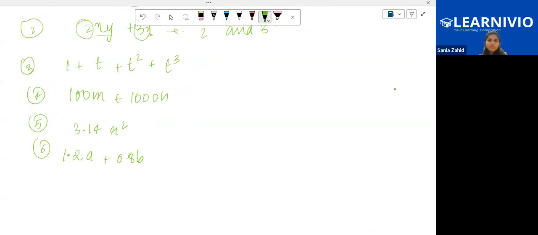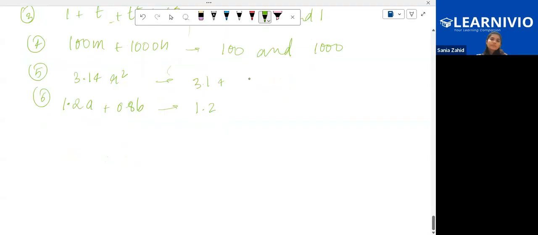Is that 0.8b? Yes, it's 0.8b. So for the first one, what are the answers? 1, 1, 1 and 1. So for all of them it is 1, 1 and 1. Then for this one, 100 and 1000. For this one, 3.14. Next, 1.2 and 0.8, 0.2.